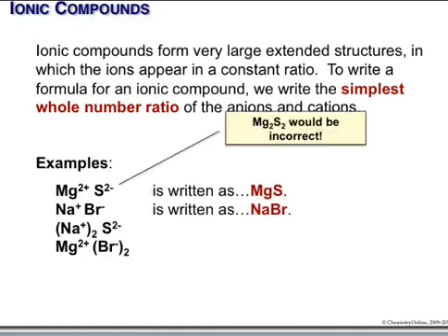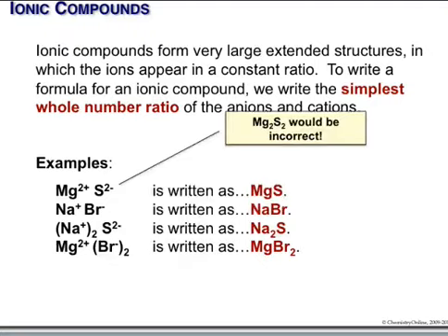Sodium and sulfur, Na2S. 2 sodiums, 1 sulfur. Once again, we're going to stick our 2 here as a subscript. So we have 2 sodium cations for every sulfide dianion. And the same sort of thing here with magnesium and bromine. We're going to have 1 magnesium for every 2 bromines. Any questions? Nice simple way to put compounds together.